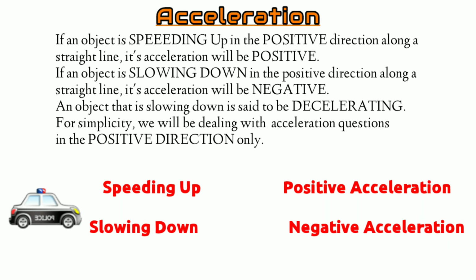If an object is speeding up in the positive direction along a straight line, its acceleration will be positive. If an object is slowing down in the positive direction along a straight line, its acceleration will be negative. An object that is slowing down is said to be decelerating. For simplicity, we will be dealing with acceleration questions in the positive direction only.